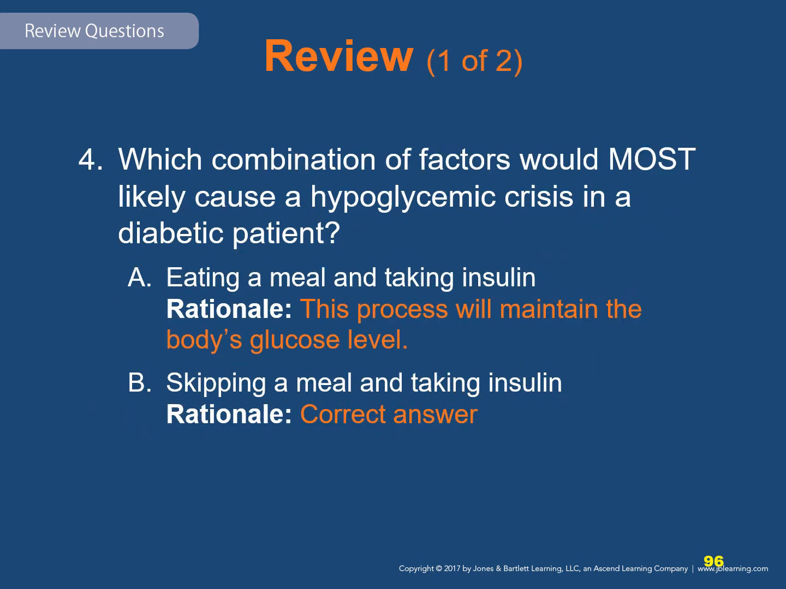Which combination of factors would most likely cause a hypoglycemic crisis in a diabetic patient? A, eating a meal and taking insulin. Actually, this process will help maintain the body's glucose level. B, skipping a meal and taking insulin. That, of course, is the correct answer.